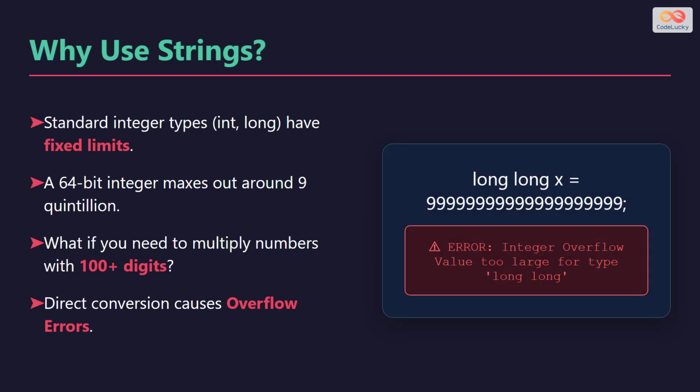You might wonder, why not just convert the strings to integers and multiply them directly? The reason is size limits. Standard integer types, like 64-bit integers, have a maximum value. If we need to multiply numbers with hundreds of digits, standard types will cause an overflow error. Strings, however, can hold arbitrarily large numbers, limited only by system memory.